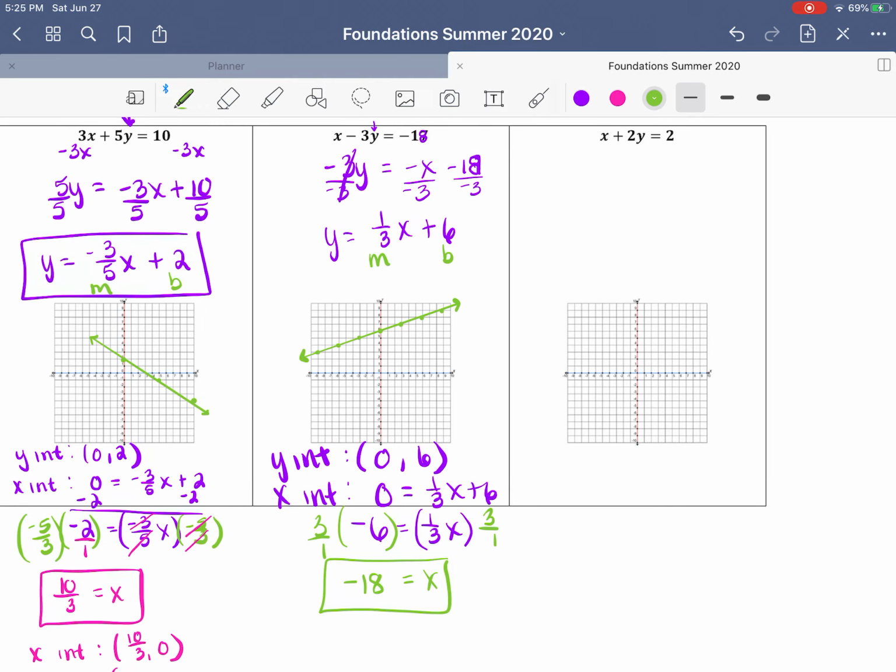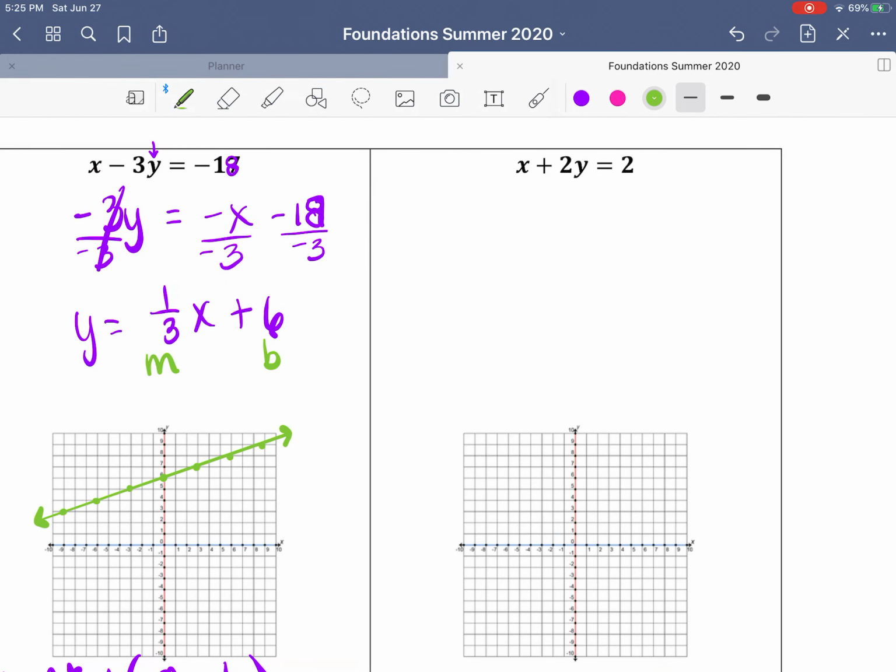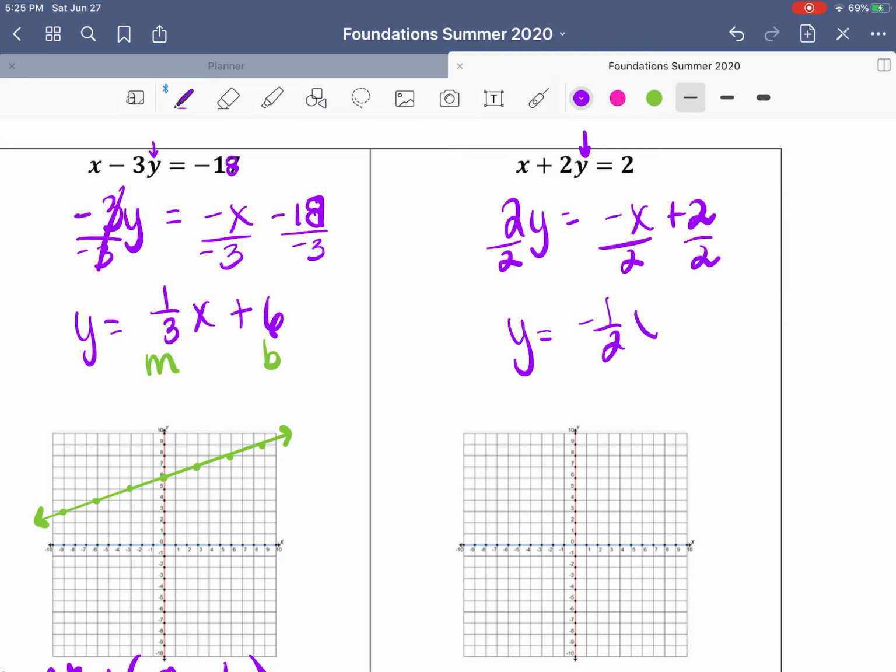Okay, next one. Go ahead and pause it, try it on your own. Unpause it when you're done. I am not going to change the numbers on this one. I'm sorry about the previous one. So we're going to isolate y by subtracting x, and then dividing everything by 2. Here, this is a -1, so that's -1/2. That's where I got that. And 2 divided by 2 is 1. So this is M, this is B.